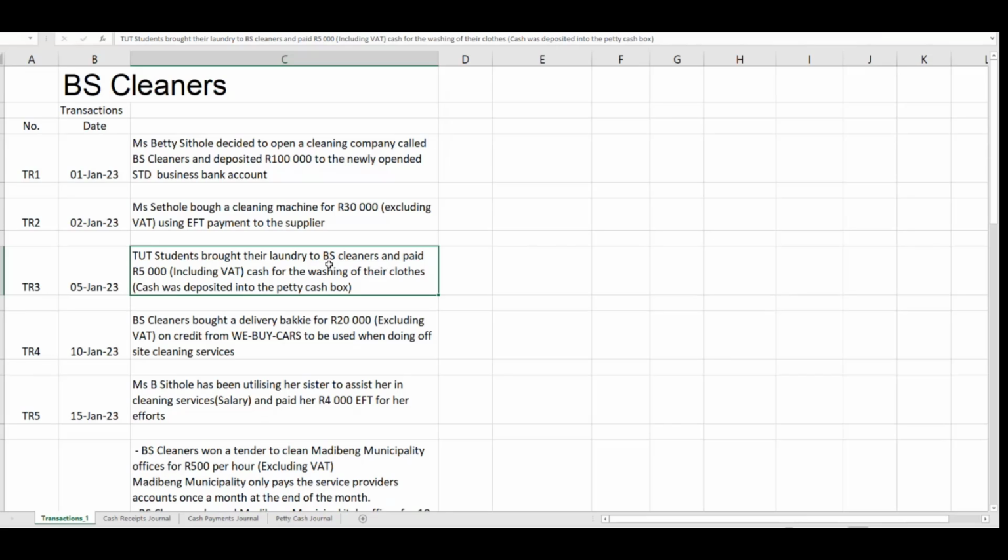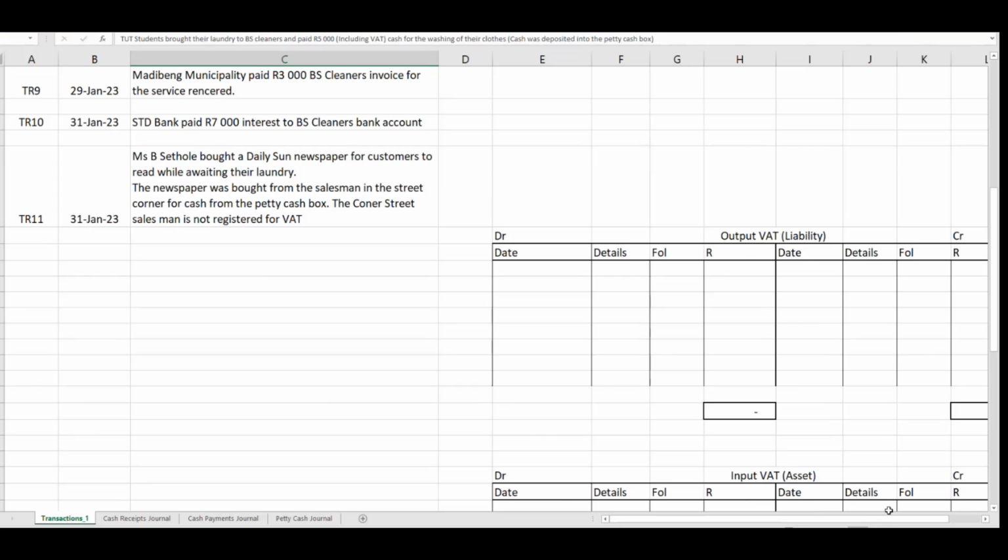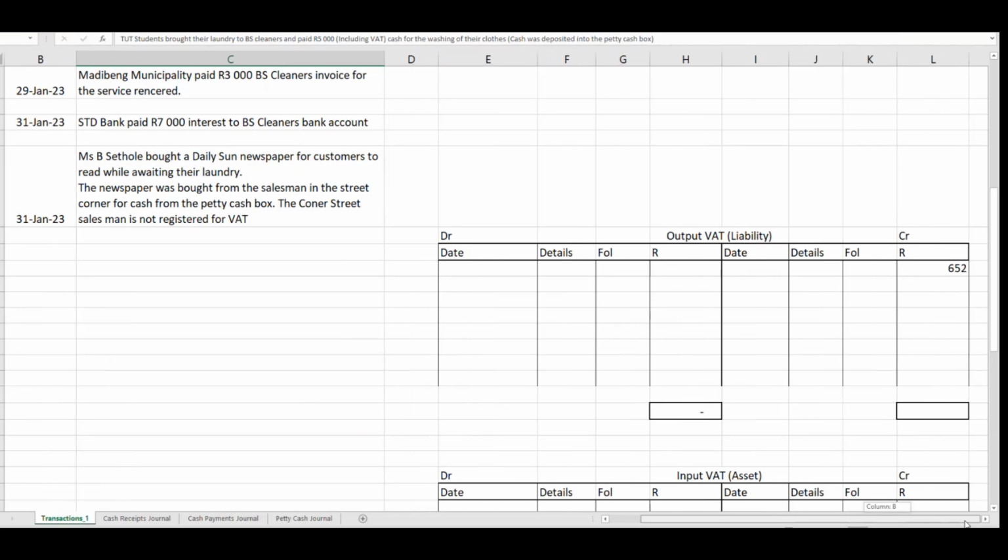So we're on transaction number 3. We have just recorded it on VAT output, and we're not writing other details. Chances are very slim that you will be requested to do VAT T-accounts. However, if you are requested, please don't forget to write the dates and many other things. For the sake of time, I'm not writing those. I will just list the amounts that are affected accordingly.